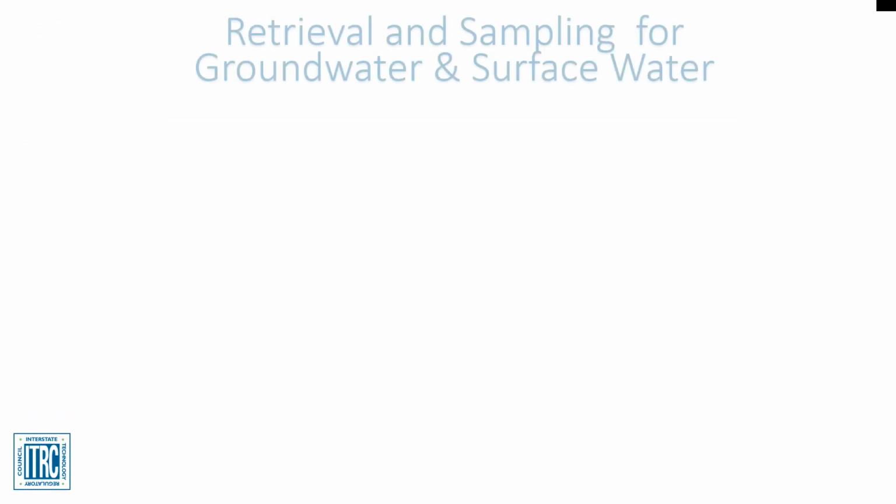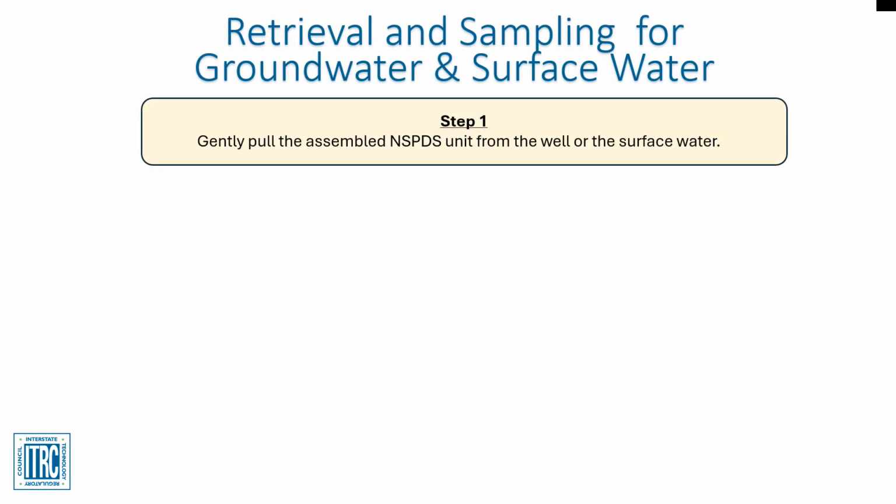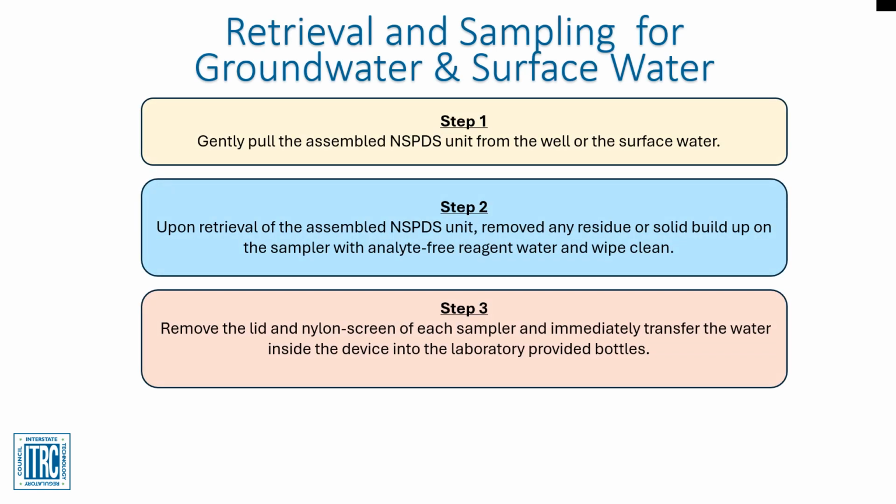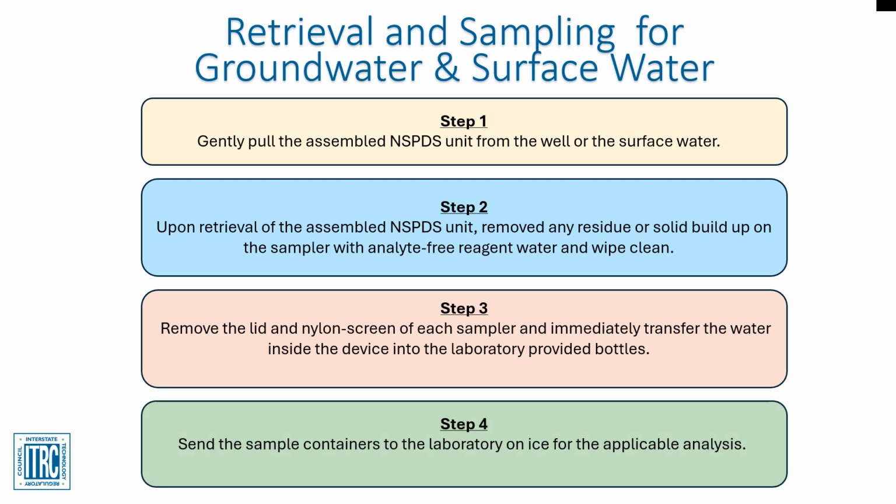When retrieving the device from water, here are some steps to keep in mind. After an appropriate deployment duration, gently retrieve the sampler from the sampling media. Any residue on the sampler during deployment should be removed with analyte-free reagent water and wiped clean. Then, remove the lid and nylon screen of each sampler, and immediately transfer the water sample into the laboratory-provided bottles. A second option is to use solid caps over the membrane in place of the open caps, especially if no preservative is necessary. The retrieved samples can be placed on ice and shipped to the laboratory for analysis.